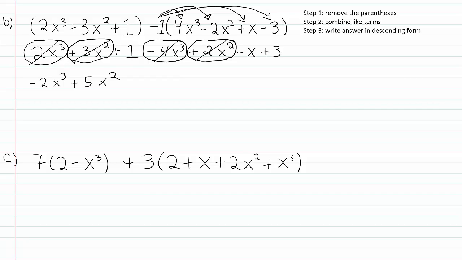So cross those out, and then we have a minus x left after that. So it's the only x term that we have. And then lastly, we have two constants. 1 plus 3 gives you positive 4. And so that's our final answer.